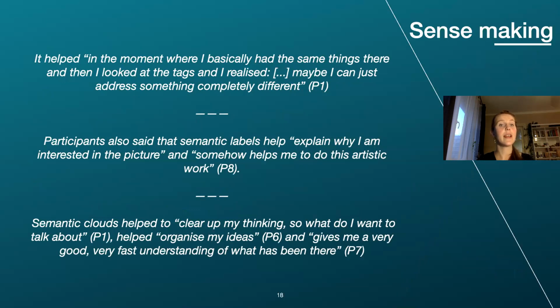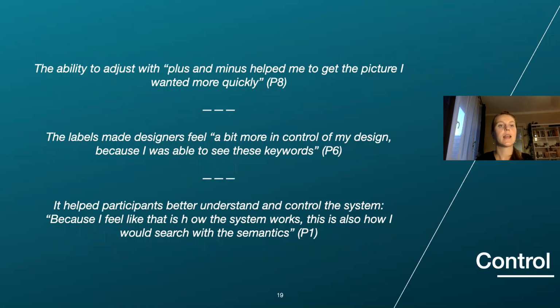Semantic collage further helped to make sense of visual material and better communicate their ideas to others. Some participants mentioned that Reflection Cloud helped them when they got stuck. They used the presented tags to identify new aspects of the topic. Designers also found semantic labels helpful when seeking missing words, to explain why they are interested in a certain picture and to help them to clear up their thinking.